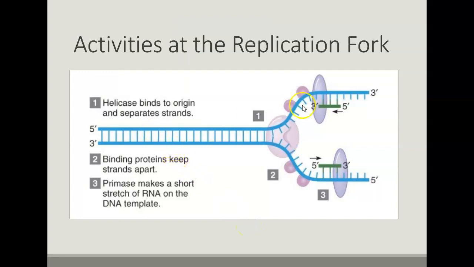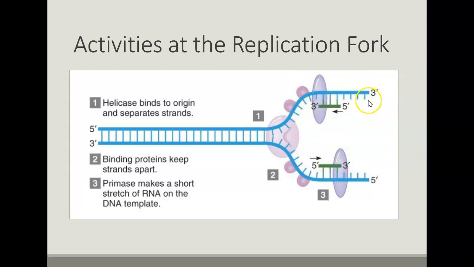So here we've got our replication fork. Really the only thing you need to know is in one direction we can continuously replicate DNA. So in the 5' to 3' direction, we can have the enzymes here working just boom, boom, boom, boom, boom, adding those nucleotides one after another. Great, no problem. On the other side, we can't do that.